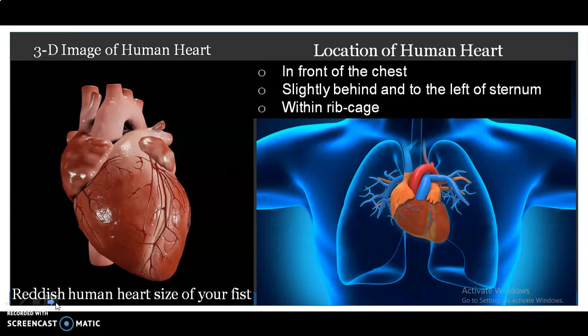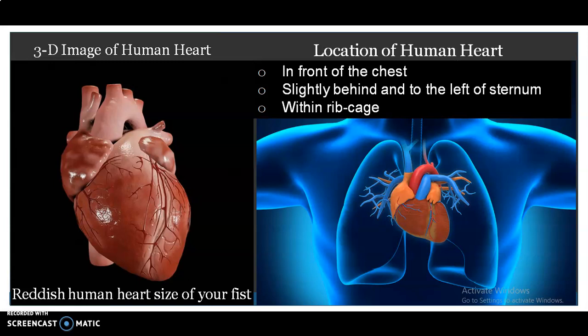As I have just mentioned to you that I'll be using different images, 3D images, fluorescent images to show you the structure of the human heart and its location. So if you can see the first image here, it is a 3D image of human heart, very realistic looking.